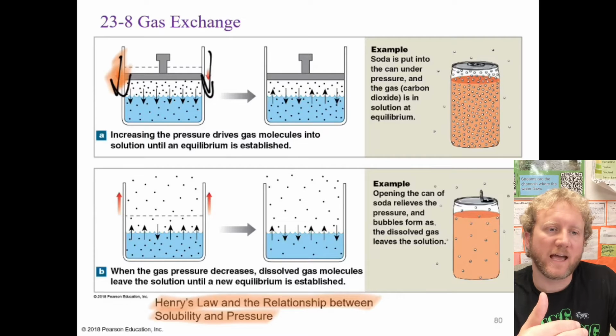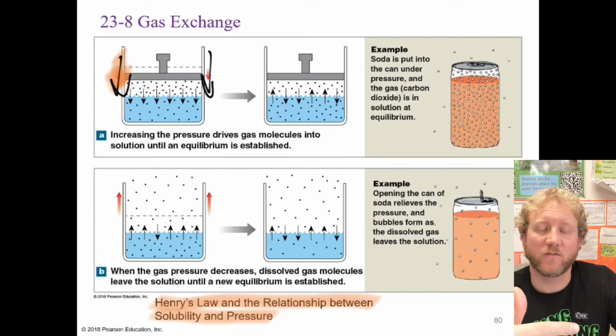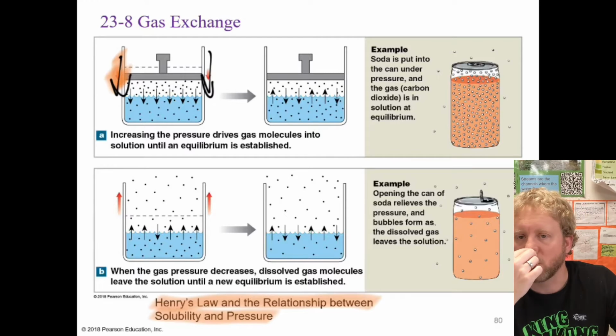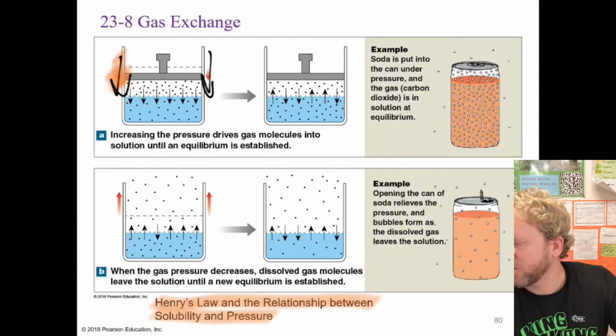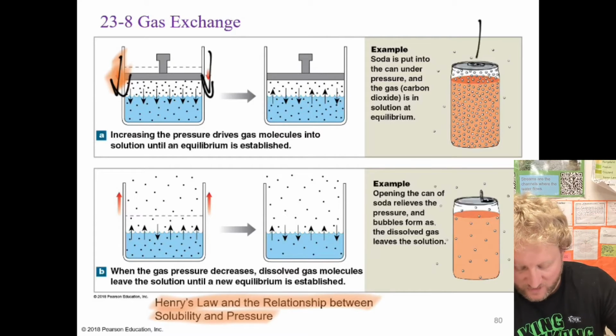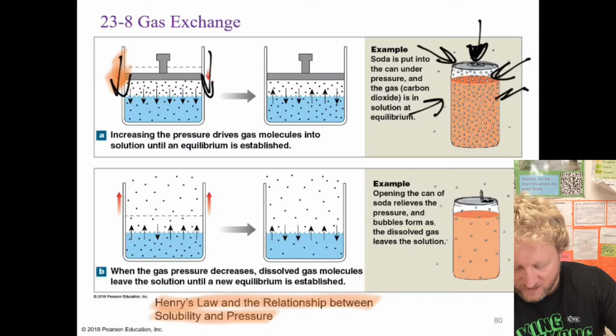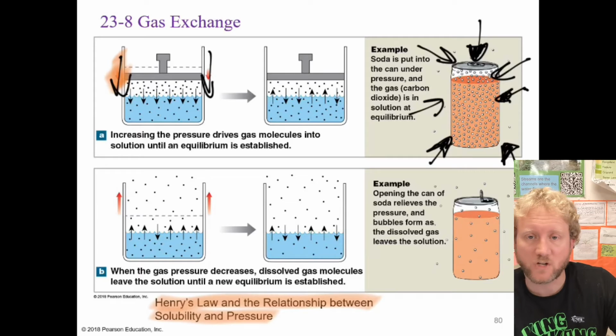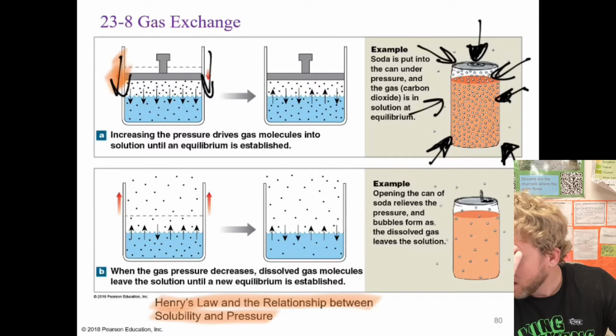So how much of each gas you can dissolve in the liquid is going to increase if you increase the pressure, okay? The example is the soda can right here. As you increase the pressure, that's going to force gas molecules into the liquid, and that's what the dissolving is all about.